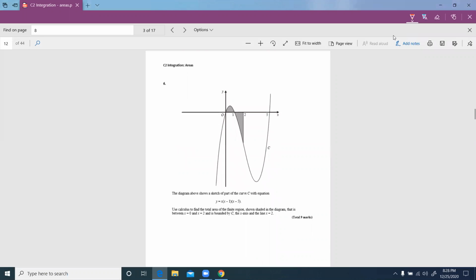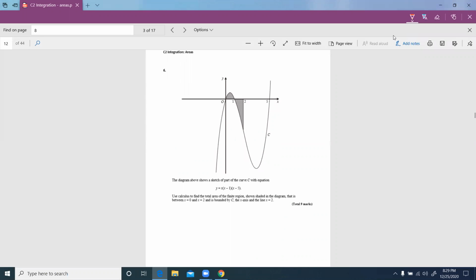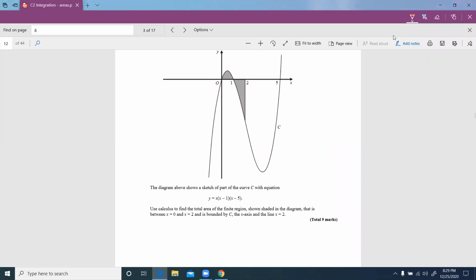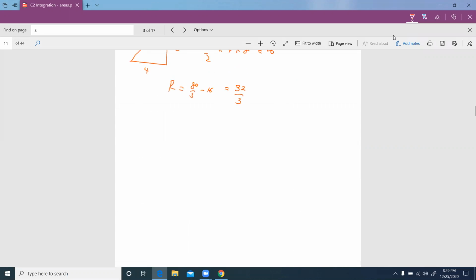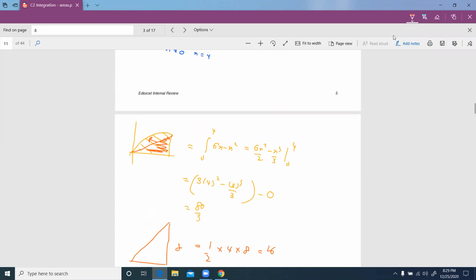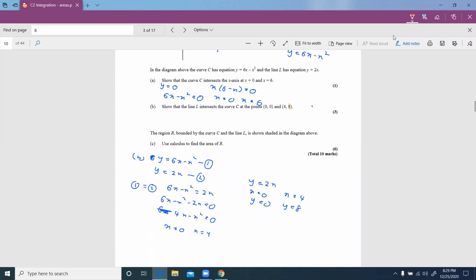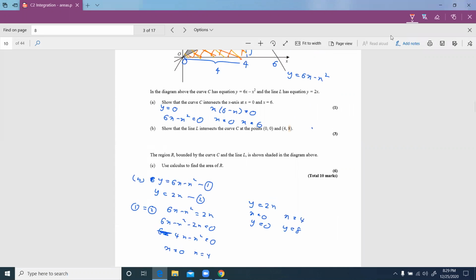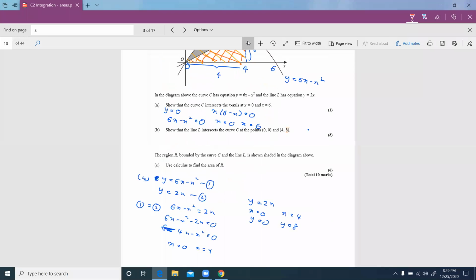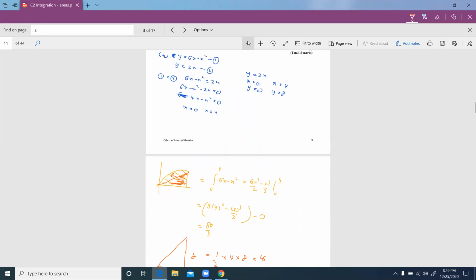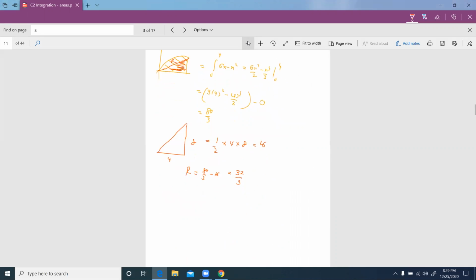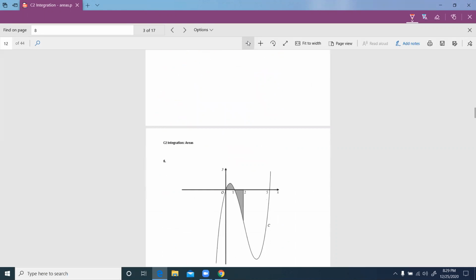Then when you come up with this question, here is the diagram. So this is the question we did in the first part, and this is the second part of the answer. If you come up with this question, right?